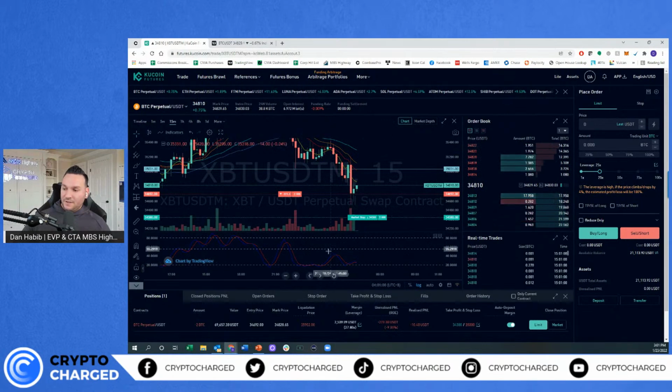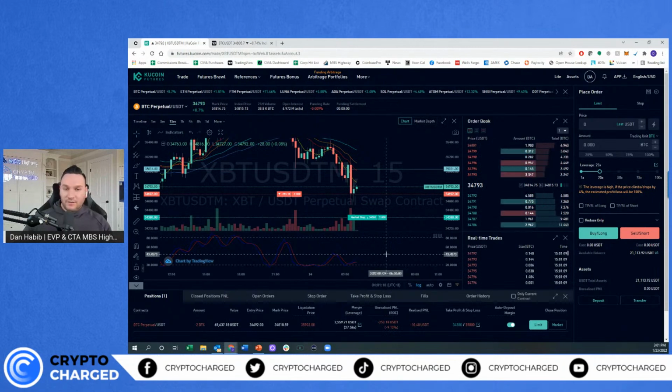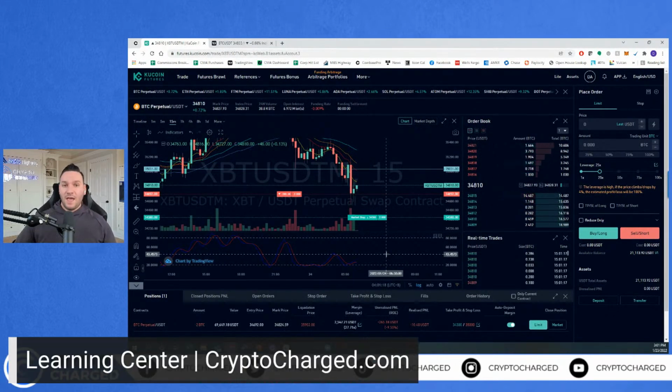Well, when we look on the 15-minute chart, one of the things I like to look at is the momentum indicators. So you can use several of these. You can use the stochastics chart. You can use the MACD. You can use the RSI. If you want to learn about all these things, I recommend you go to the Learning Center in CryptoCharged because we cover all of these different indicators for you and really show you how to use them and exploit them.